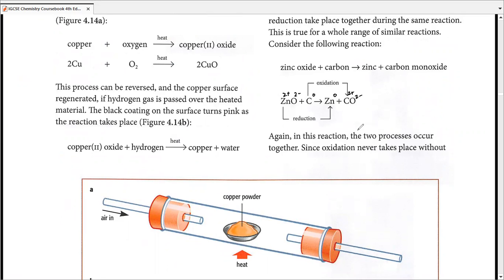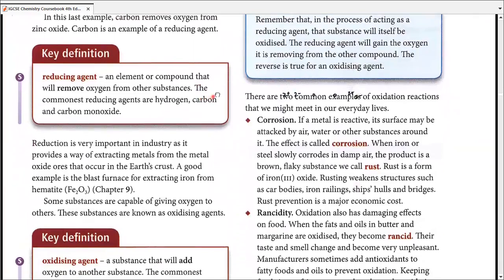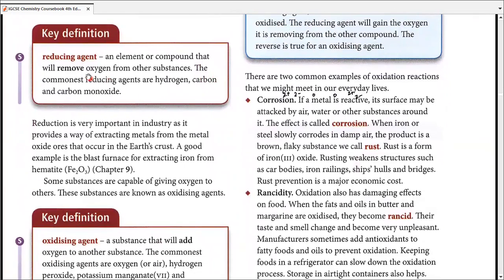Now this is pretty clear, but there are two more definitions to it, which are a little bit tricky, but if you understand them properly, you would not have a problem with the trick. So we have the words like reducing agent and oxidizing agent. An element or compound that will remove oxygen from other substances is commonly known as the reducing agent.